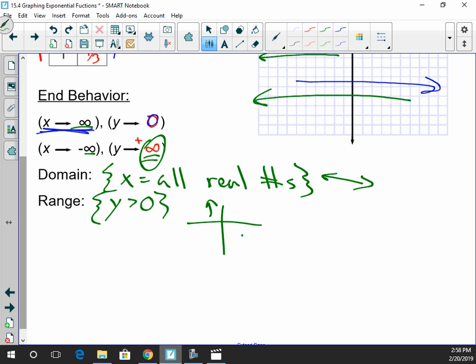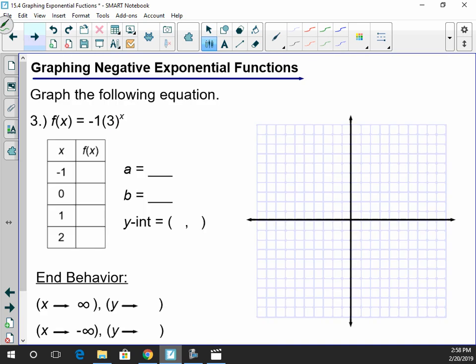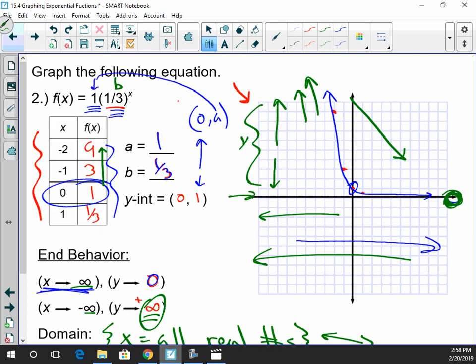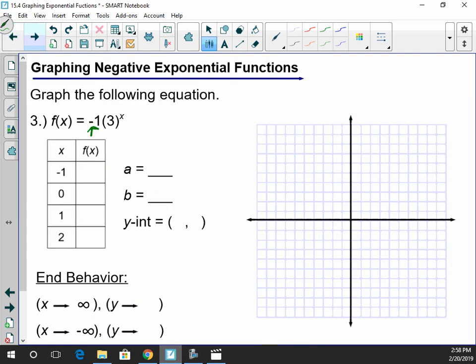All right, so now let's look at number 3. This graph is going to be quite a bit different than the last one. It's still going to have a curve to it, but this little difference right here, that -1. Notice the last graph was a +1. This one has a -1. You will get a different looking graph for this.